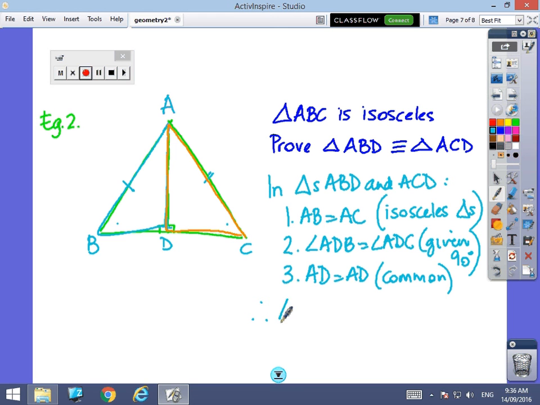And finally, what do I do last? Say therefore triangle ABD is congruent to triangle ACD. And what reason am I using? I've actually got a right angle. I've said there's a right angle that's the same, there's the hypotenuse, and there's another side. So it's actually the RHS test. Let's do one more.